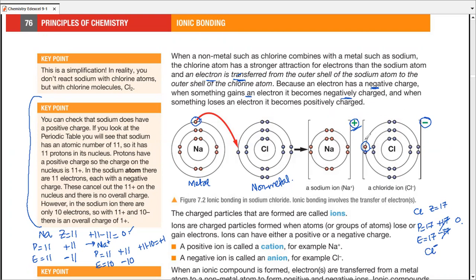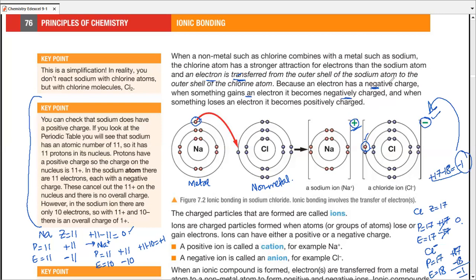Apart from its 17 electrons, there is one extra electron it has that comes from sodium. So the number of protons is equal to 17, but the number of electrons is equal to 18. This time it has a plus 17 and minus 18 charge, the answer to which is minus 1, and that minus 1 is shown over here. Because plus 17 minus 18 equals minus 1 in simple mathematics. And that exact minus 1 is shown over here.